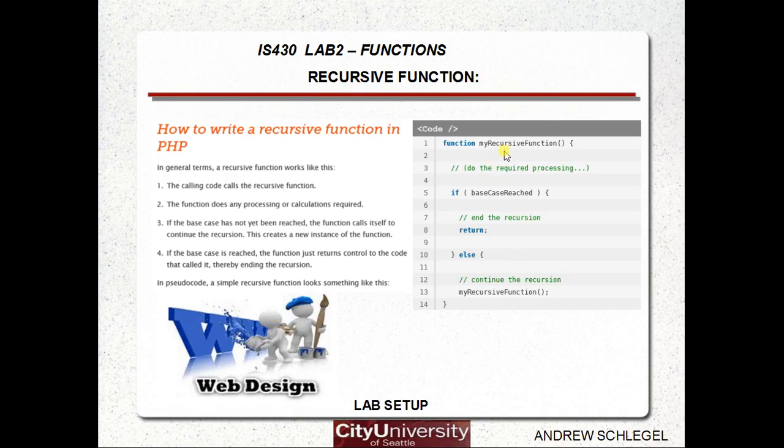So the number is 5. It comes in, it does 5 times 4. Okay, it says, am I finished? No. So it goes back and calls itself again. So the 5 times 4 was 20, so now it's 5 times 4 times 3, which is 60. It says, am I done? No. So it calls itself again, and it's 2. So 60 times 2 is 120.